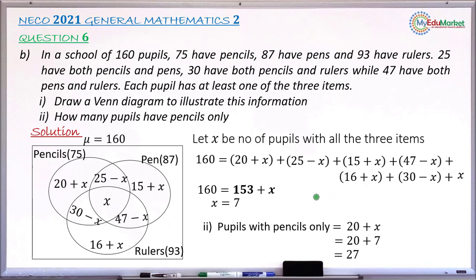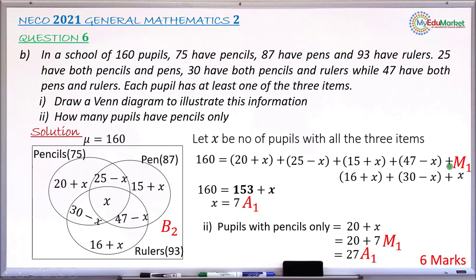So let me just share with you quickly the mark distribution for this very question as it is there in the marking scheme. The very first mark is bonus 2 marks. And this bonus 2 marks is for writing or drawing this Venn diagram correctly, illustrating all the items and each number of pupils in each region correctly. You have this bonus 2 marks.